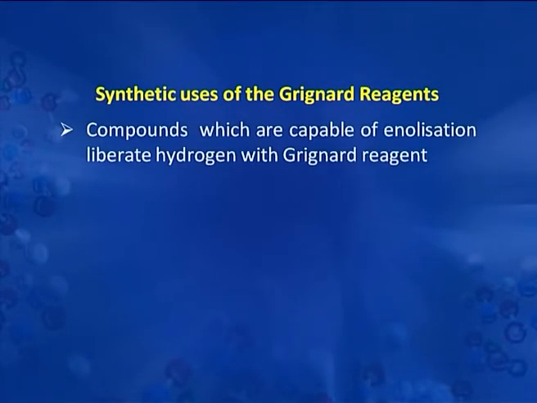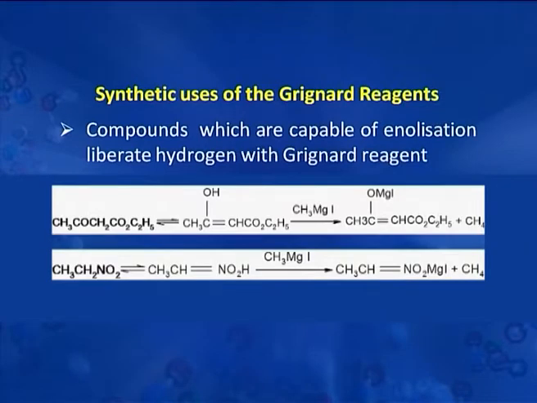Compounds which are capable of enolization liberate hydrogen with Grignard reagent and form hydrocarbon. This is a compound capable of enolizing, here the carbonyl group, and from here this compound liberates the hydrogen with the help of Grignard reagent, and it forms hydrocarbon.